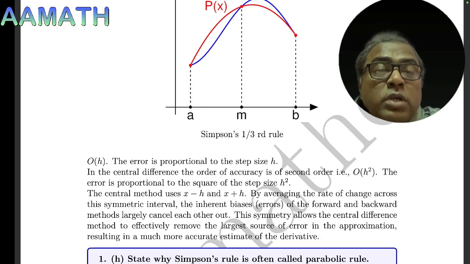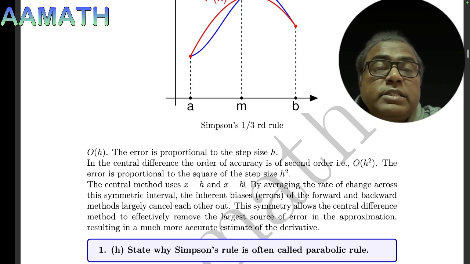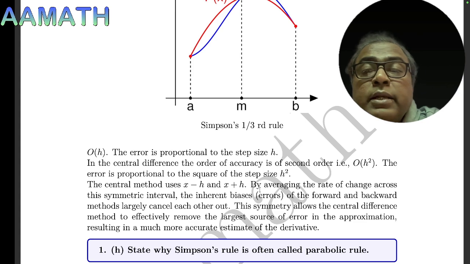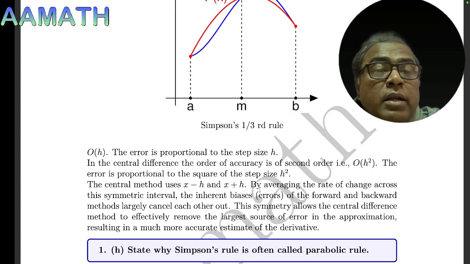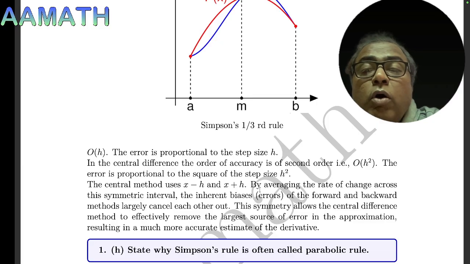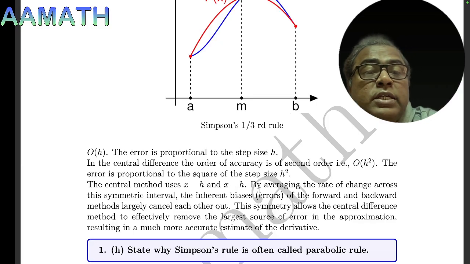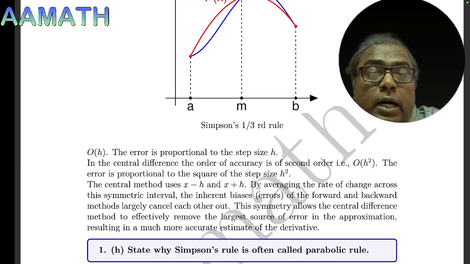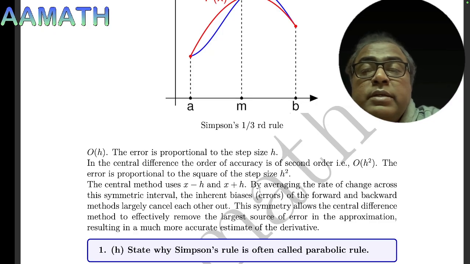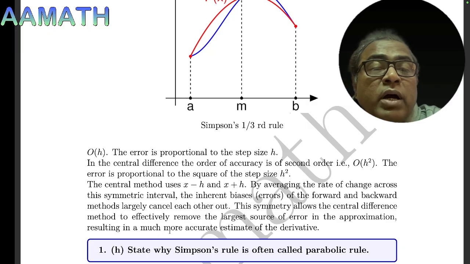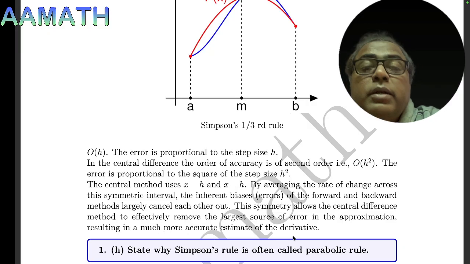Central method uses x minus h and x plus h. By averaging the rate of change across this symmetric interval, the inherent biases, that is errors, of the forward and backward methods largely cancel out each other. This symmetry allows the central difference method to effectively remove the largest source of error in the approximation, resulting in a much more accurate estimate of the derivative.